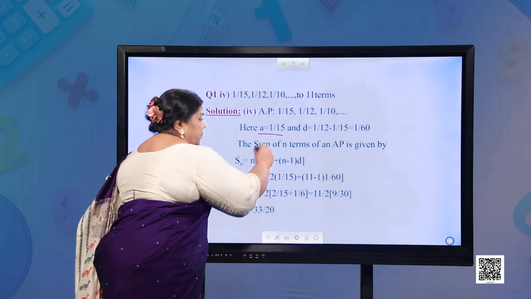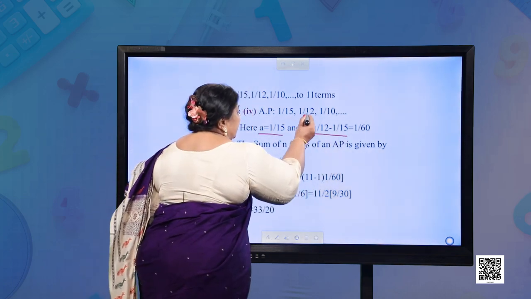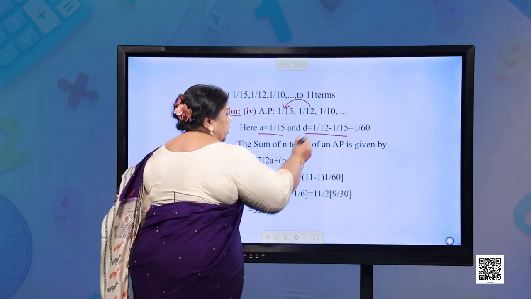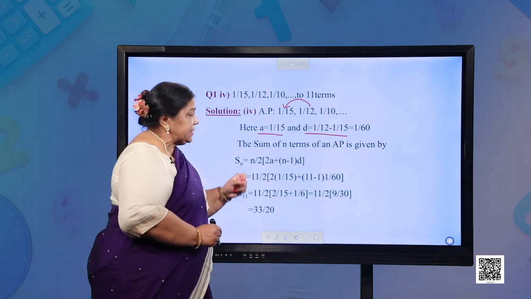What is the first term? 1 upon 15. What is the common difference? It is second term minus first term. So, 1 upon 12 minus 1 upon 15, which gives us 1 upon 60.